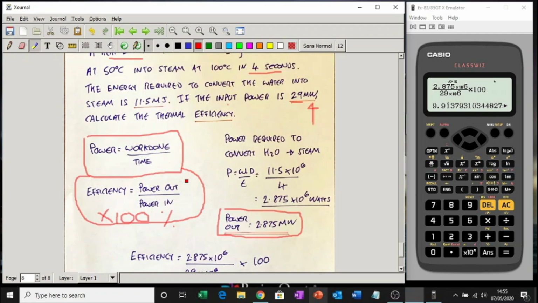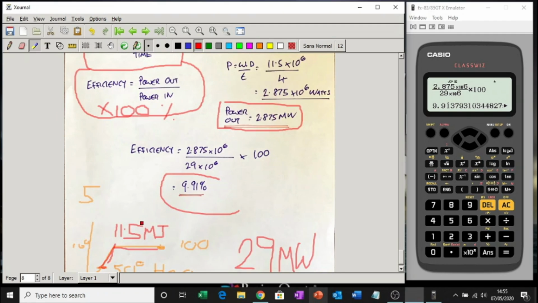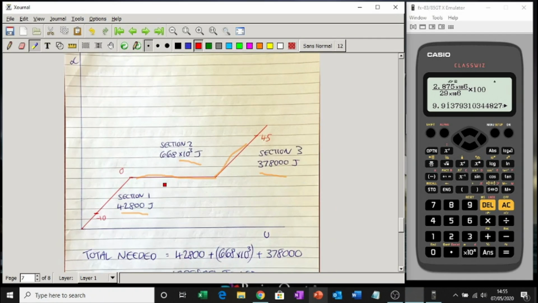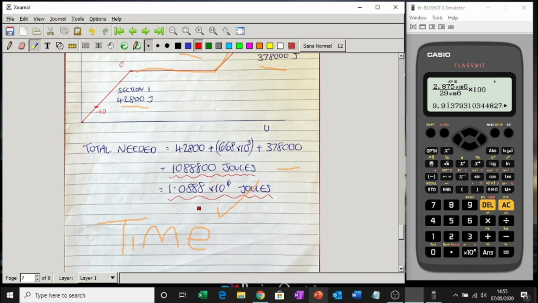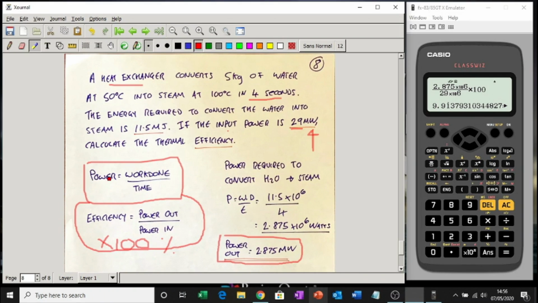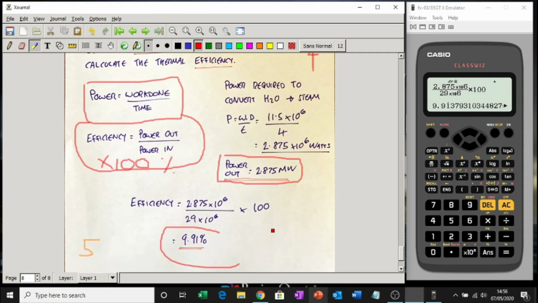So that's just working out efficiencies of boilers and things like that. So you work out how much energy you need to convert water or oil or aluminium to a certain state. In this case, we've been given the number. In this question, we had to work it out. I'll just finish off here first. So power is work done over time and efficiency is power out over power in. So we know how much power we need to do this, and power out over power in gives us the efficiency.